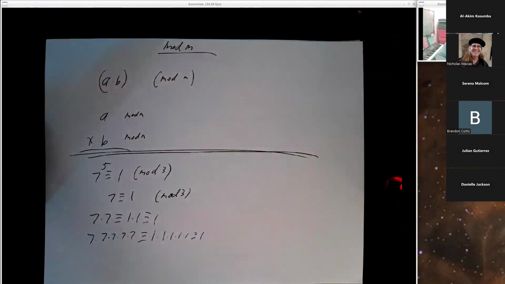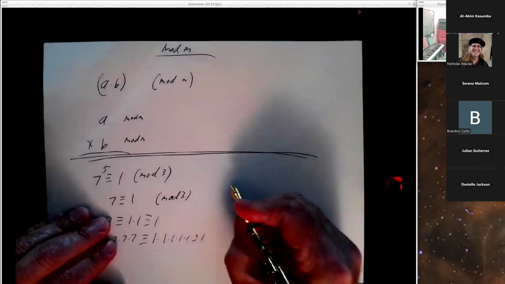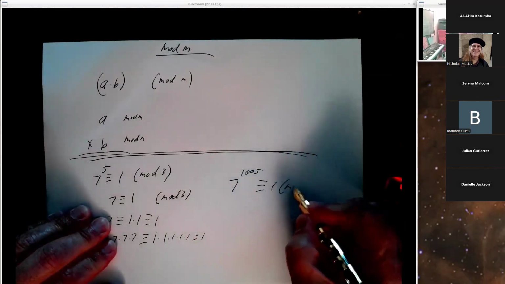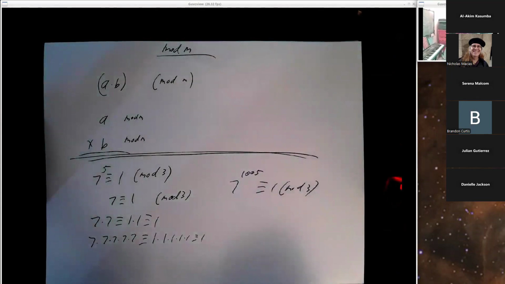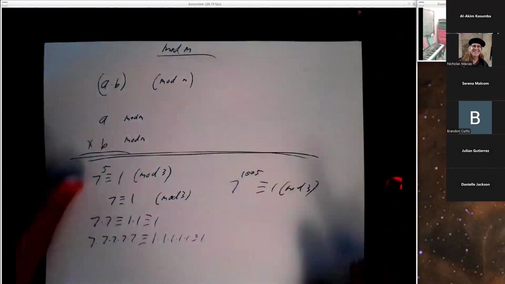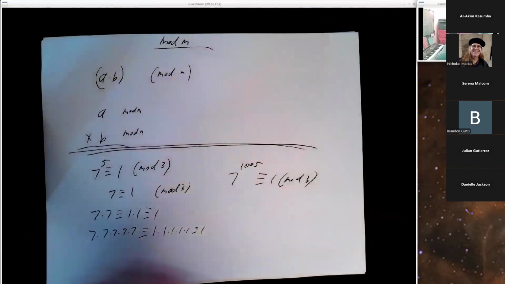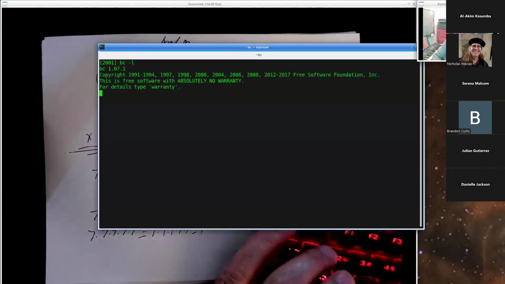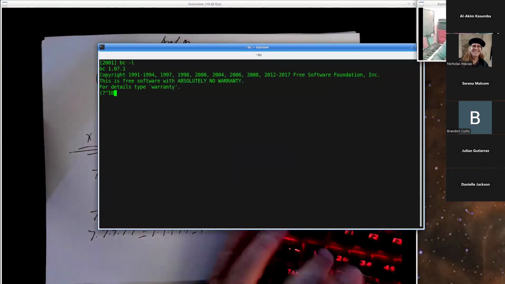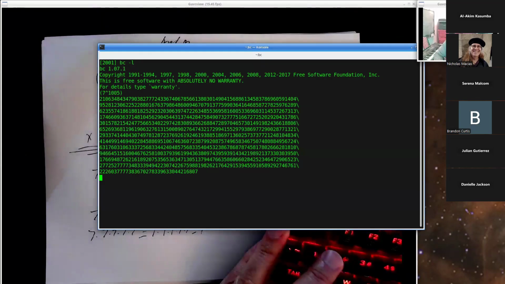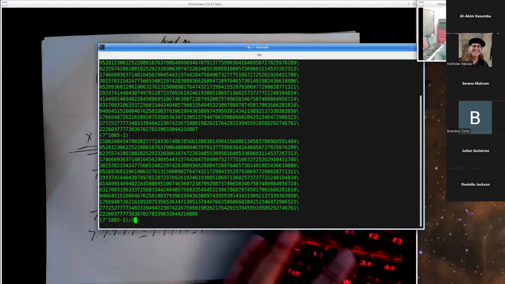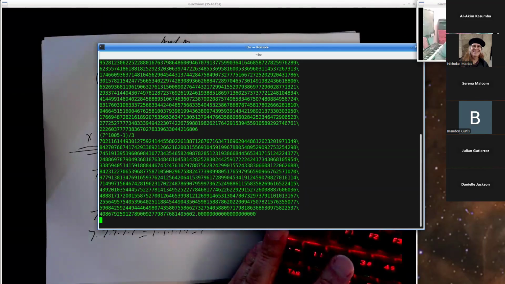So this is a very simple way to do exponentiation, and by the same token, I know that 7 raised to the 1005th will be congruent to 1 modulo 3, because 7 to the 1005th is just 1 to the 1005th. So there's 7 to the 1005th, there's 7 to the 1005th minus 1, and if I divide by 3, I get a perfect integer.